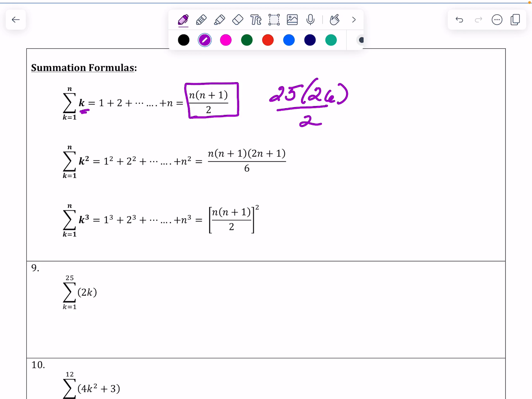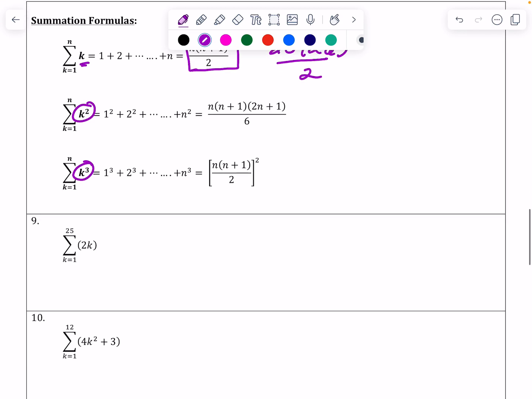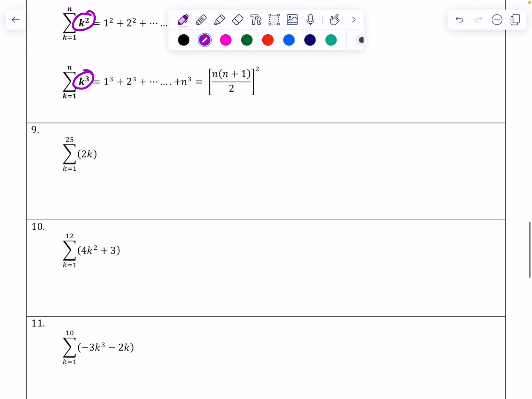We have one for k squared, and we have one for k cubed. So we're going to use those formulas moving forward to do more difficult summation problems. For example, in number 9, again, we're going from 1 to 25. This time, I have 2 times k.